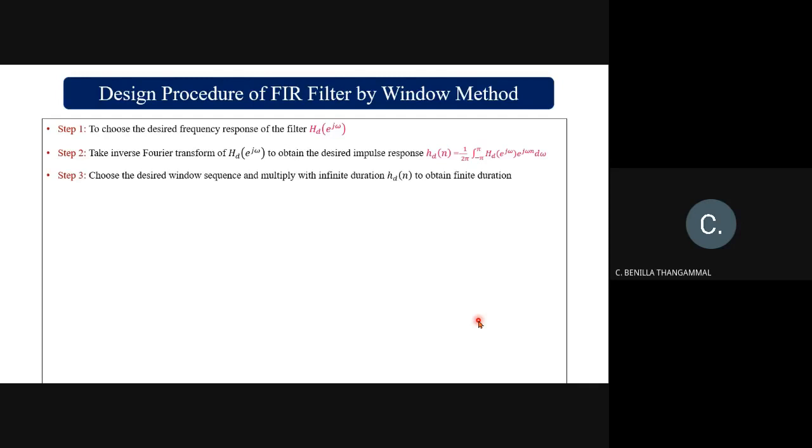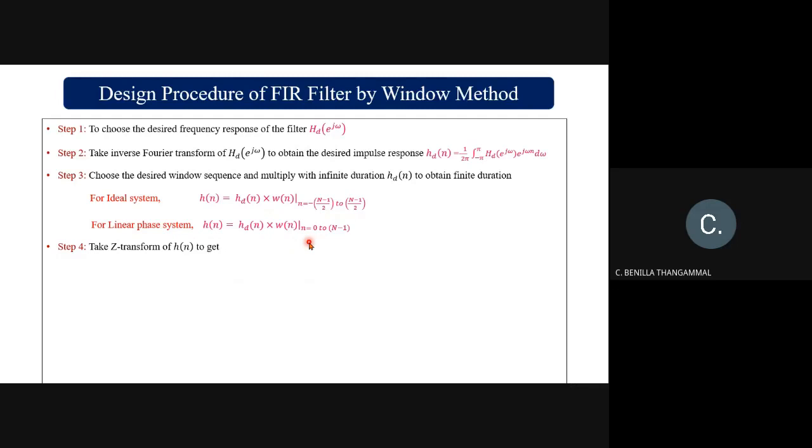Step 3 is to choose your desired window sequence and multiply it with hd of n to obtain your finite duration impulse response. So for an ideal system, h of n is obtained by hd of n into w of n, where n ranges from minus of (N minus 1) by 2 to plus (N minus 1) by 2. And for a linear phase system, h of n is equal to hd of n into w of n, where n is equal to 0 to N minus 1.